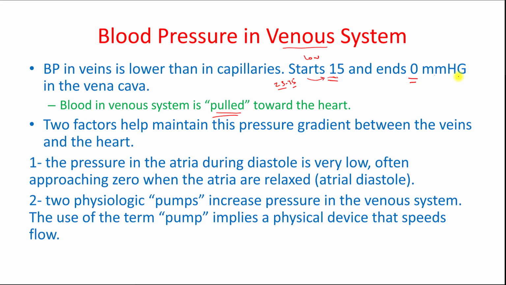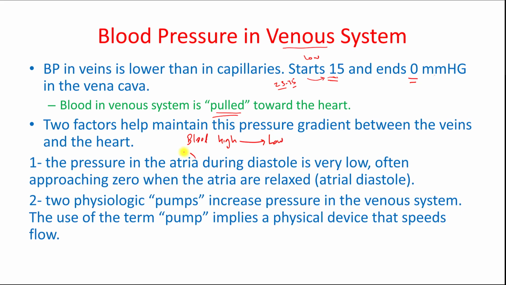So what causes this to happen? If we have no blood pressure there, how is the blood pulled toward the heart, or drained to the heart? Through two factors. The first one is that the blood is moving from areas of high pressure to areas of low pressure, right? That's how the blood is moving.